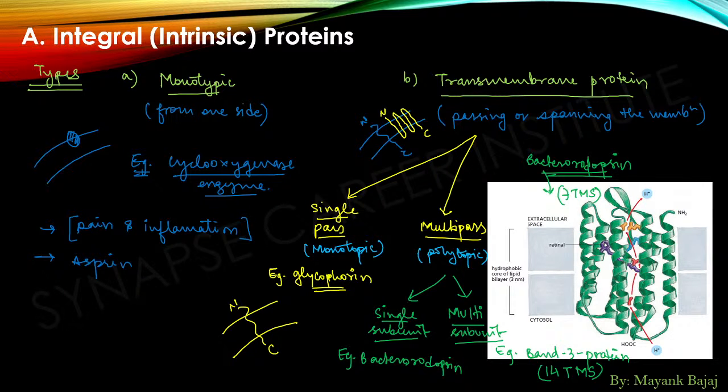So if it is a single subunit protein, which is only one polypeptide, it is called a single subunit protein, right? An example is bacteriorhodopsin. Or we can have more than one polypeptide, which is called a multi-subunit protein. The example for that is band 3 protein, right? I hope everything till now is clear. Shall we move forward?